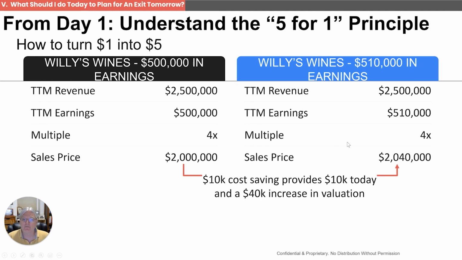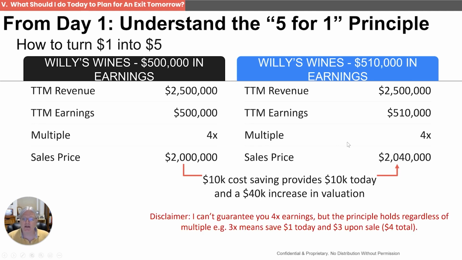Now, from a disclaimer standpoint, I can't guarantee that you're going to get a 4x multiple, but the principle is what we're talking about. And whether it's a 3x or a 4x or a 5x, you get the multiple and the cash. So how does that cause you to think about your business? Here's the way that I like to make an analogy.